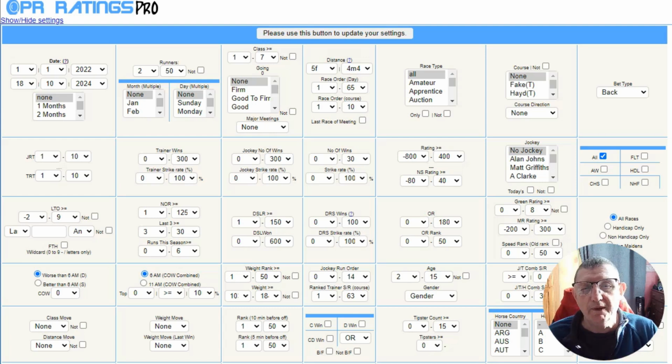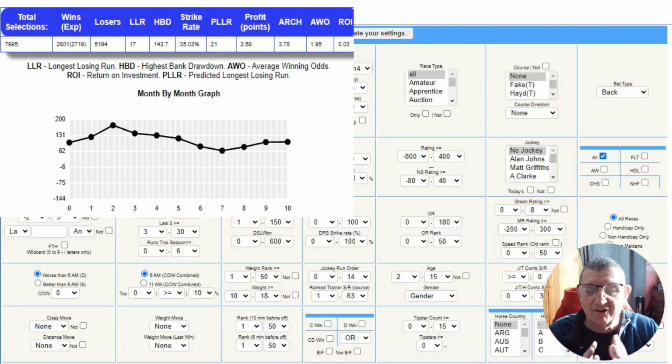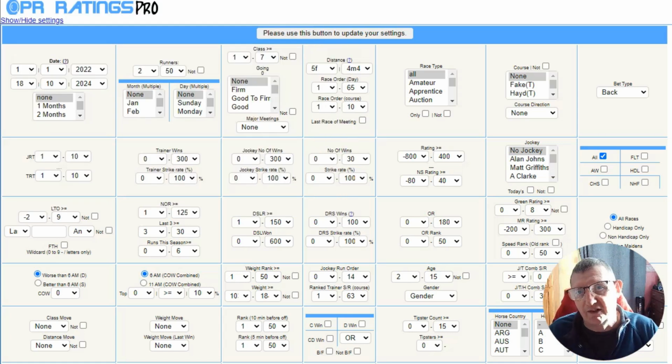So what we're going to do today is create a favourite system. Now, I know the minute I see that, I get people going, oh, you can't win on favourites. You won't make profit following every favourite, like you won't make money following every second favourite, third favourite, every favourite that came first last time out, every favourite that came second last time out. You won't win laying favourites, you won't win laying second favourites, and so on and so on.